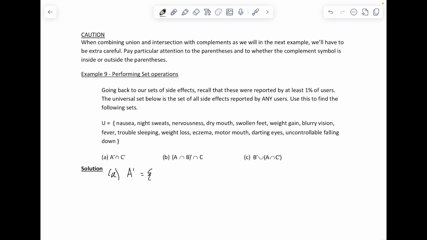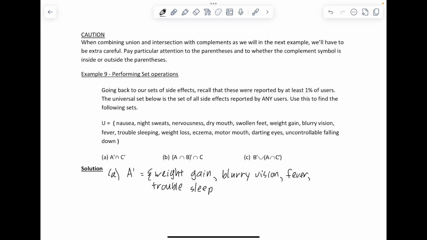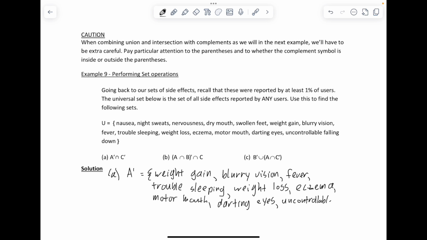So this would include weight gain, blurry vision, fever, trouble sleeping, weight loss, eczema, motor mouth, darting eyes, uncontrollable falling down.